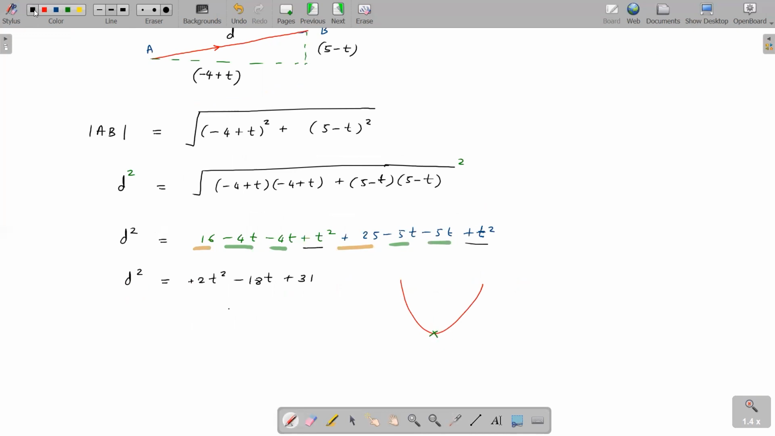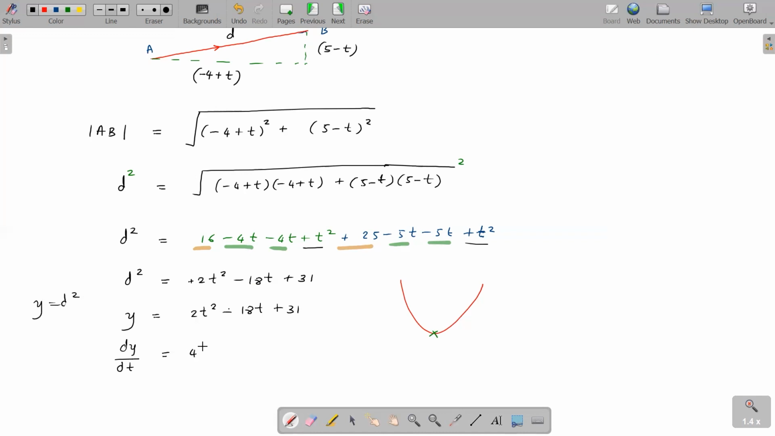Let's say the distance square is y. Distance square is y is equal to 2t square minus 18t plus 31. Can't you find the minimum point? What should we do to get the minimum point? dy by dt. In here, there's no x, there's dt, dy by dt. Because the gradient is 0 at the turning point. It's a quadratic minimum graph.